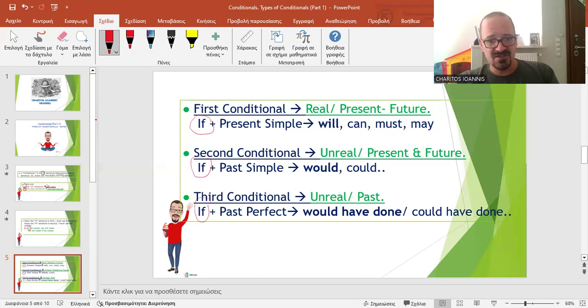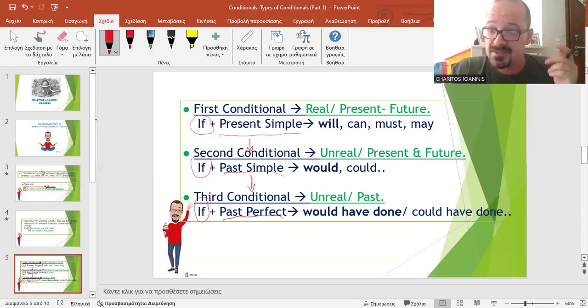Now, I want us together to observe the tenses that are involved in each conditional. In the first conditional, I use present simple. To get to the second, what's behind present simple? Past simple. And what's behind past simple? Past perfect. So I see here that in order to change the first conditional to the second and the second to the third, I just need to take the verbs and move them a step back on the line of time.